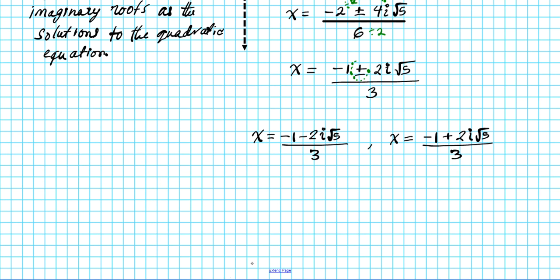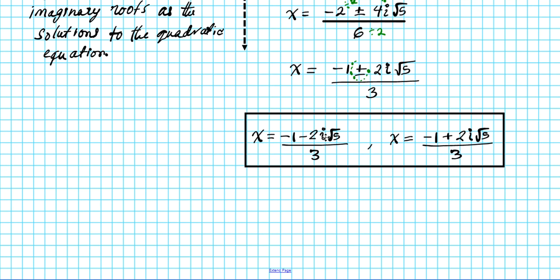Okay? So these are our two imaginary roots, and we see why they are imaginary because we have that i component in the result. Okay? So this is basically how you use the quadratic formula to find the roots of a quadratic equation.